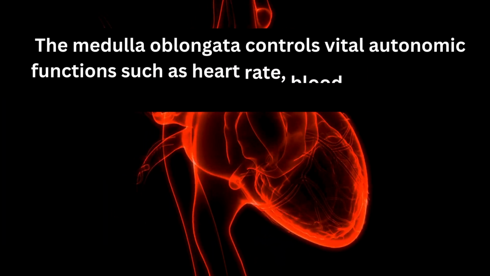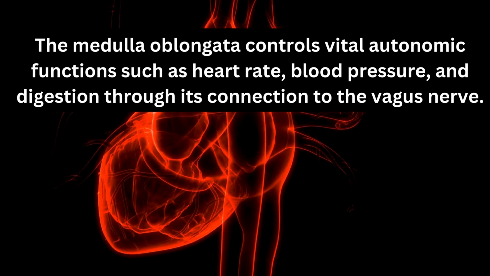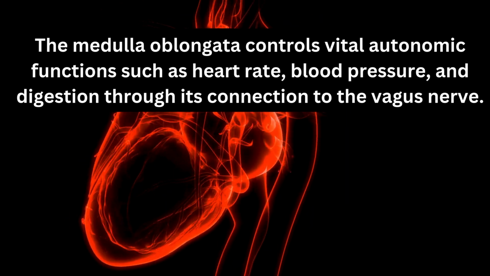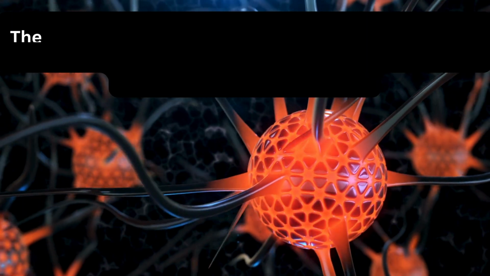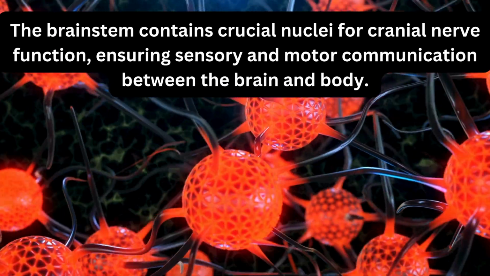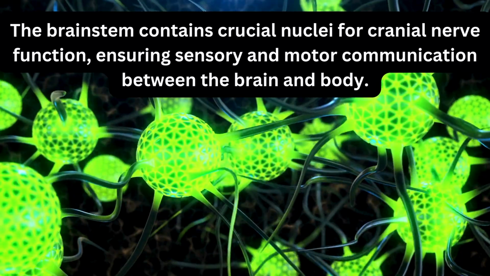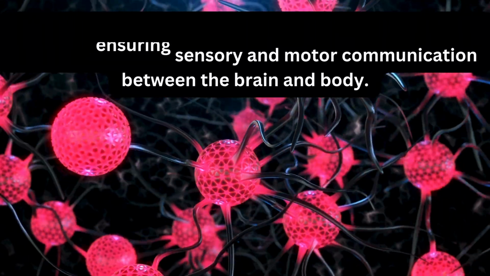The medulla oblongata controls vital autonomic functions such as heart rate, blood pressure, and digestion through its connection to the vagus nerve. The brainstem also contains crucial nuclei for cranial nerve function, ensuring sensory and motor communication between the brain and body.